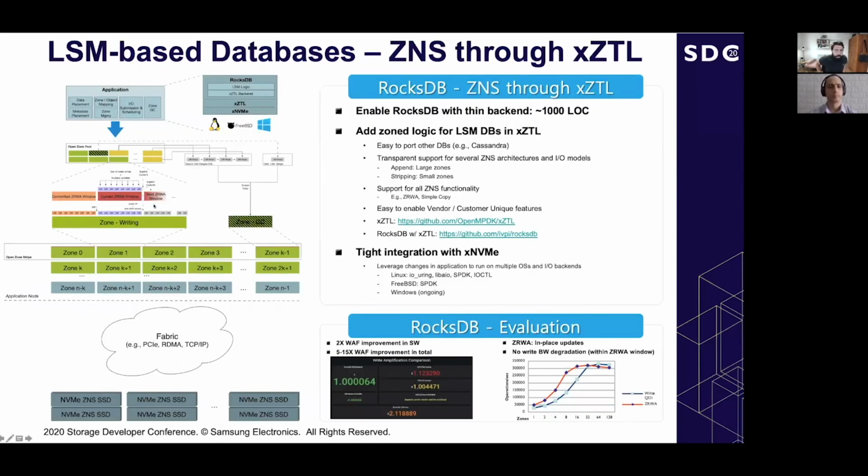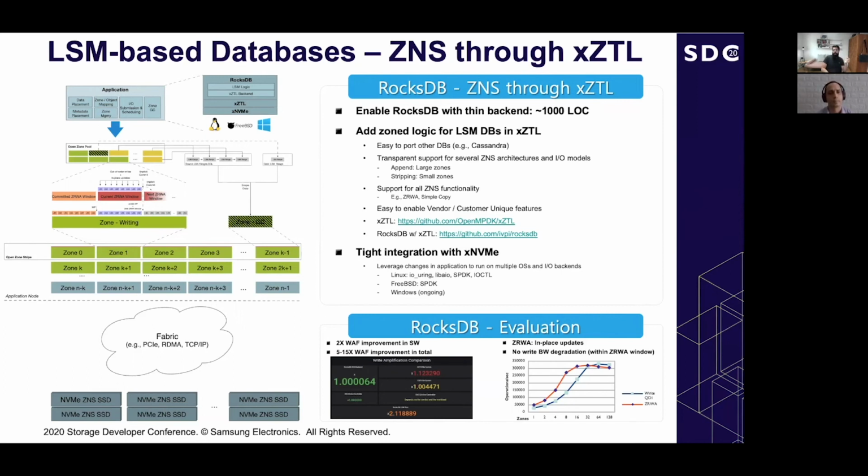So I believe this is the last part of the content. And this is about, well, when you put this all together in an application, what happens? We chose RocksDB. And this particular implementation of RocksDB is through a library that we call xCTL, which is also available on the OpenMPDK website.